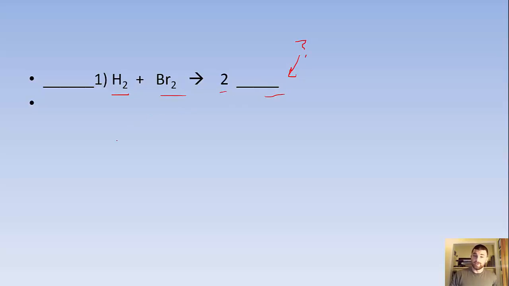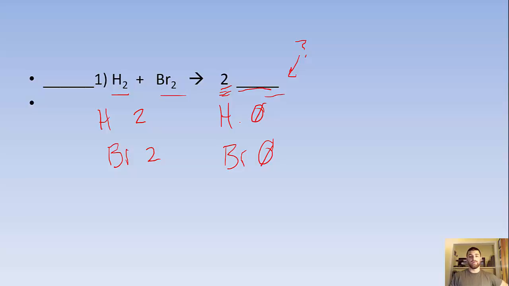All right, the best way to do this is create an inventory on both sides so you can figure out what's missing. So I got 2 hydrogens on the left, 2 bromines on the left, and I got 0 and 0. I also got this 2 in front, so whatever I put in this blank is going to get doubled. Well, if I need 2 hydrogens in that blank, I'm going to have to put 1 because that 2 is going to double it. So now I got 2 hydrogens.